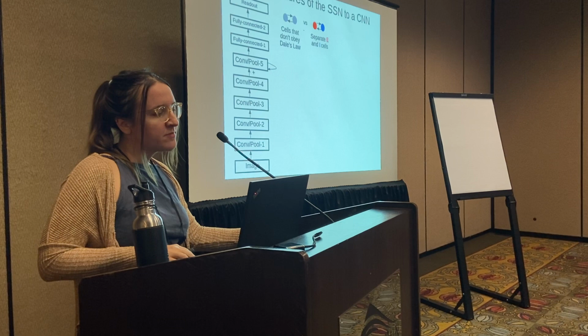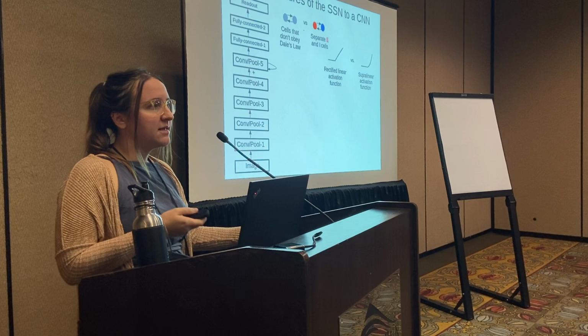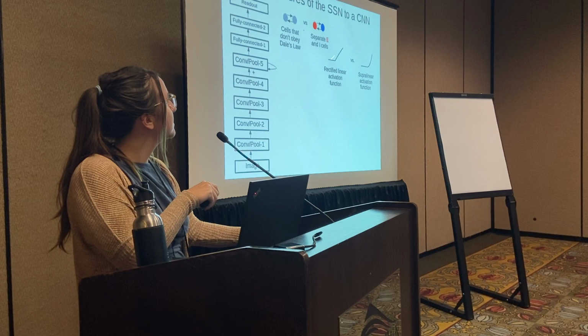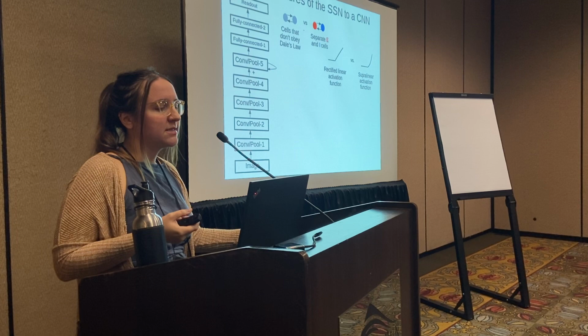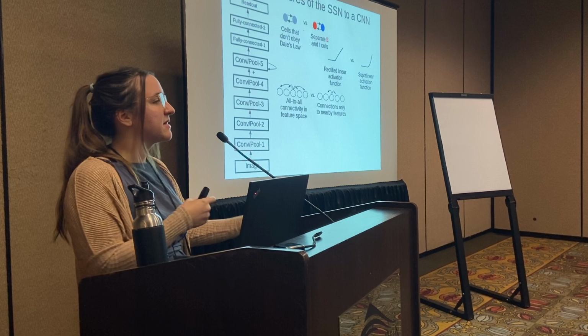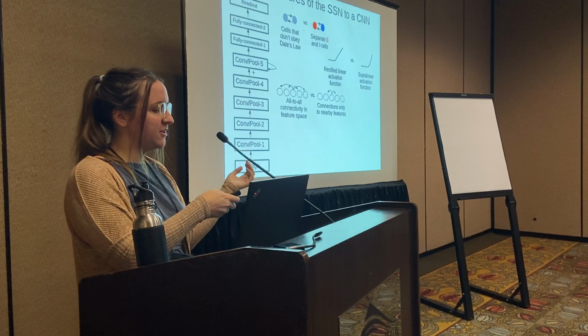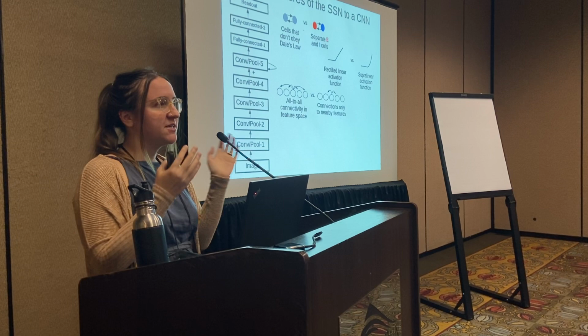We can also use that n exponent in the definition of the activation function to make the neurons either more similar to a rectified linear unit or to make them superlinear like they are in the SSN. And then also, when you have the recurrence here, by default you would expect that all of the feature maps can recurrently impact each other. So there would be all-to-all connectivity in feature space, but we can also restrict the connectivity like it is in the SSN, where the connectivity falls off with distance.